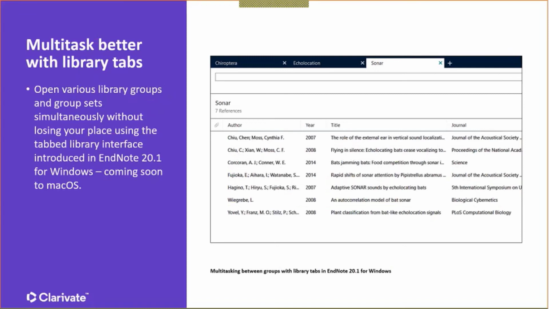So in this particular example, we see an EndNote library where we've got 3 groups open, and we can quickly click on any one of those tabs to look at a new set of references without losing our place in the previous group. So this is an excellent feature, again, just implemented in EndNote 20.1 for Windows, coming soon to EndNote 20 for Mac OS.